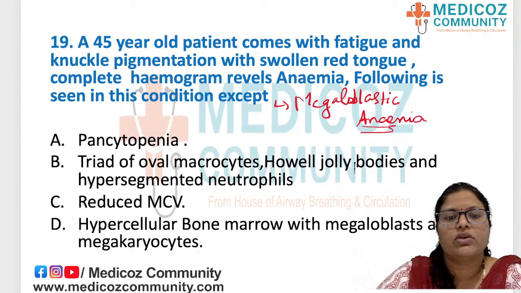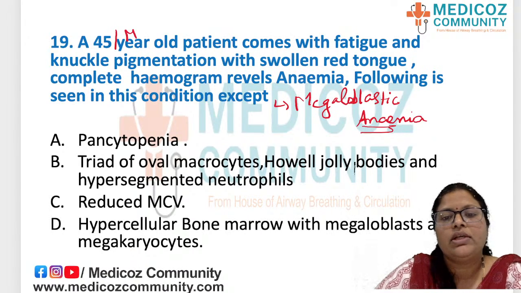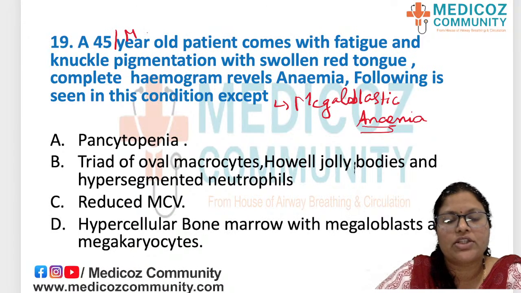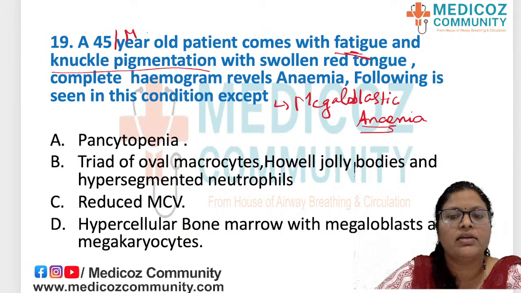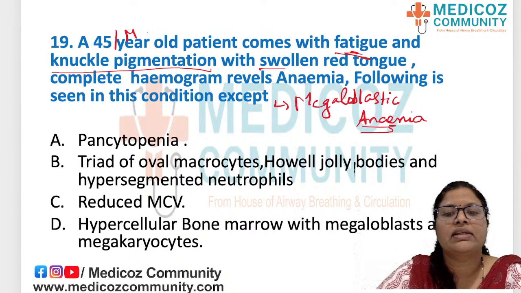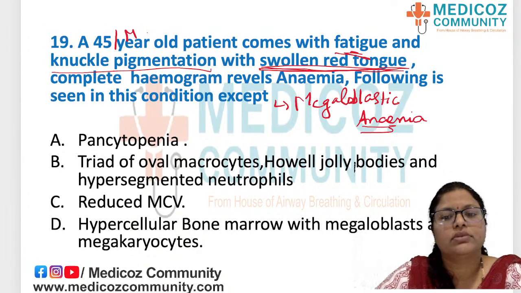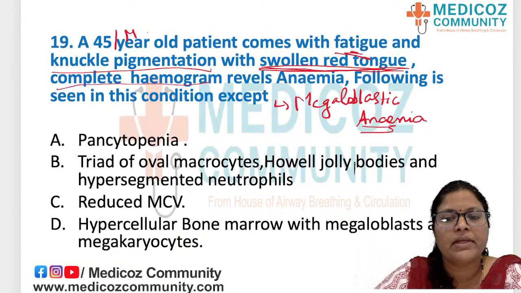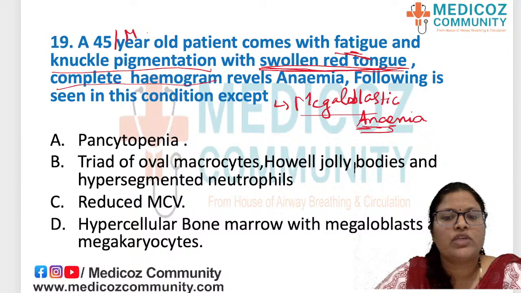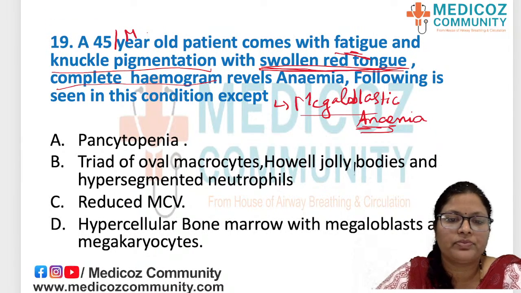He's an old patient and it's a male patient, let's say. He's coming with fatigue and knuckle pigmentation. Fatigue is because of your anemia and knuckle pigmentation is seen here and a swollen red tongue. All these are clinical signs of megaloblastic anemia. So the physician has ordered a complete hemogram and diagnosed him as a megaloblastic anemia picture with the peripheral blood smear. So they are asking what all is seen in this condition except.